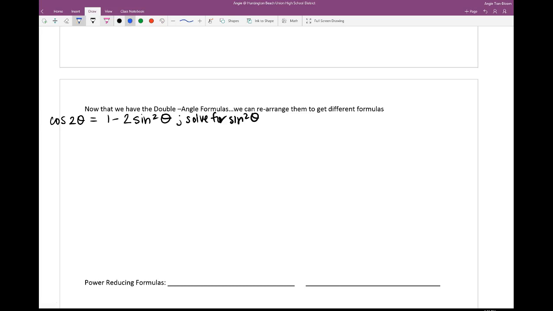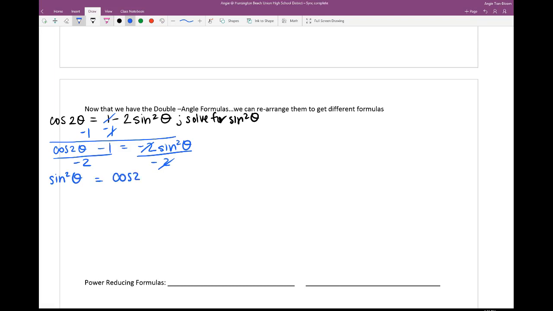So what I'm going to do next is I'm going to subtract the 1. And that's canceling. So now cosine of 2 theta minus 1 equals negative 2 sine square of theta. What I'm going to do next is now divide it by negative 2. Because I'm going to divide this by negative 2, this is now canceling. Now, I'm going to write this sine square, switch sides, equals cosine of 2 theta minus 1 divided by negative 2.